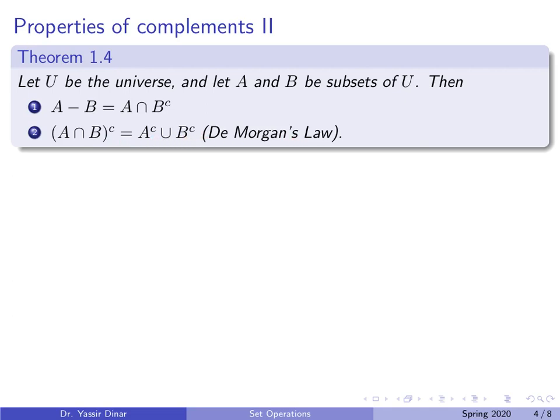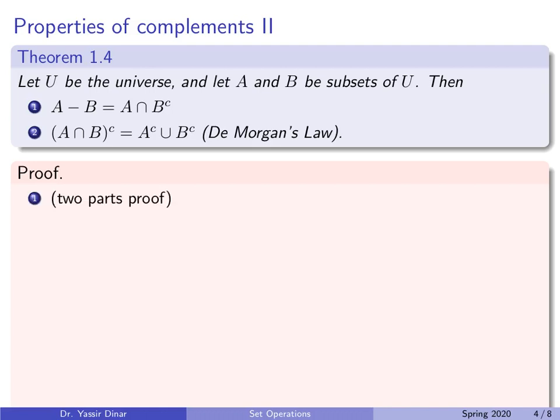De Morgan law is two parts, so also we will have the complement of A union B is equal to A complement intersection B complement. This is the second part of the De Morgan law. We'll prove here only the one about the complement of the intersection. In the proofs, I will use two methods, two parts proofs, as we said in the last example, and the biconditional proof. So for the first one, I will use the two parts proof.